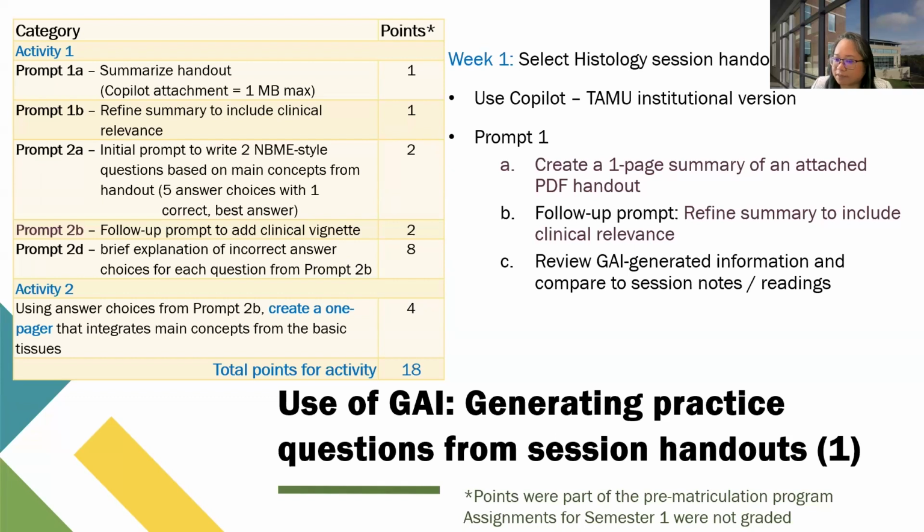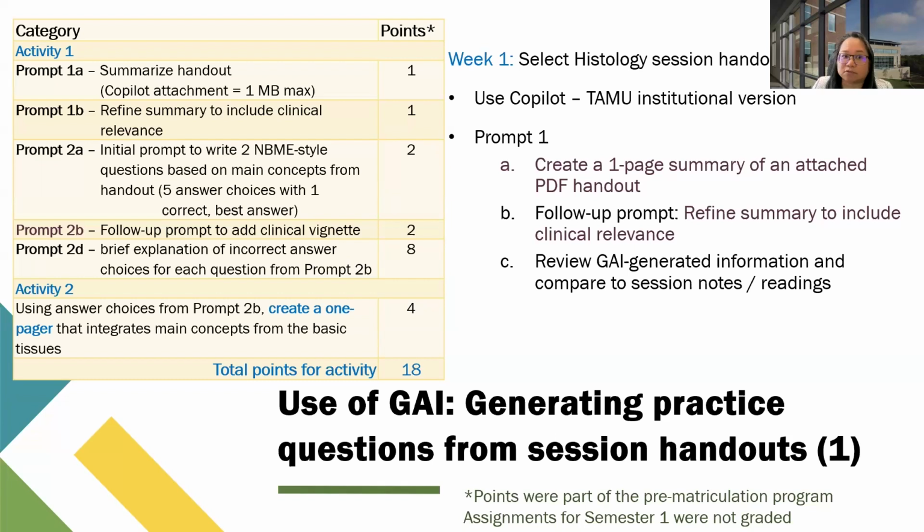Specifically, a lot of these handouts are from our faculty, and they still have some concerns on whether or not to post their handouts. We did ask the students to use the Texas A&M University institutional version, where it's really kept more in-house. And this is the prompt that I wanted them to use.